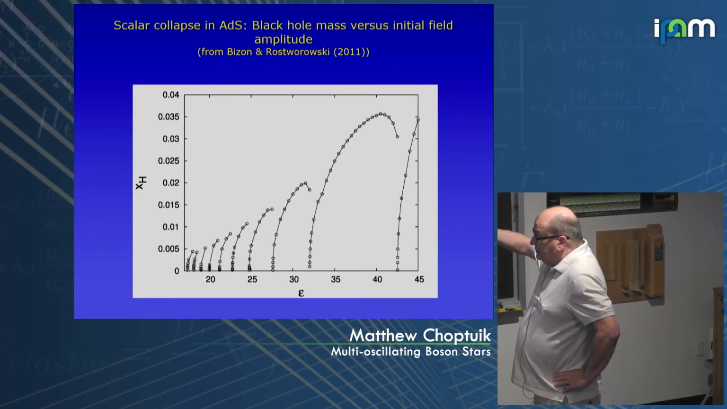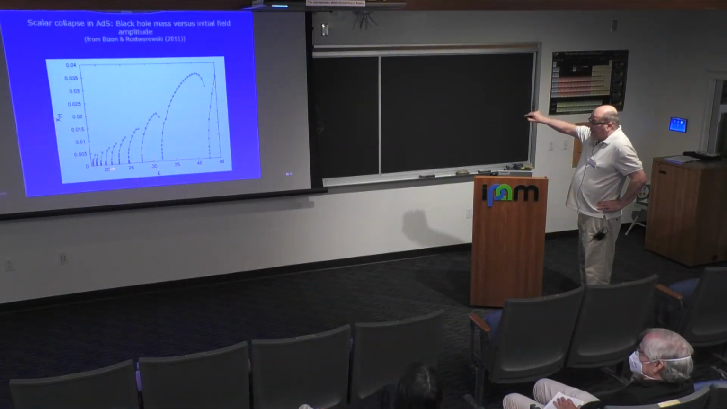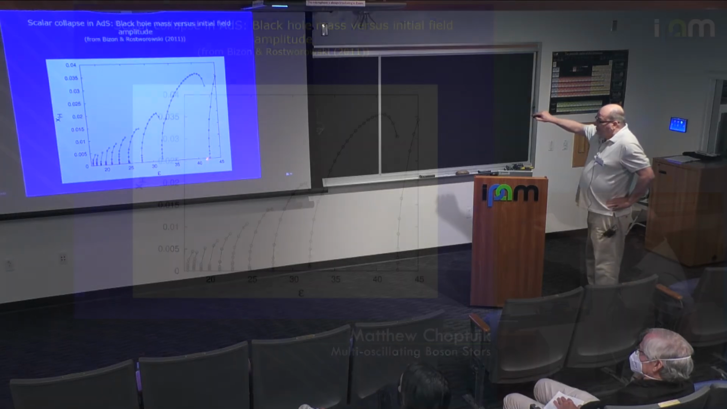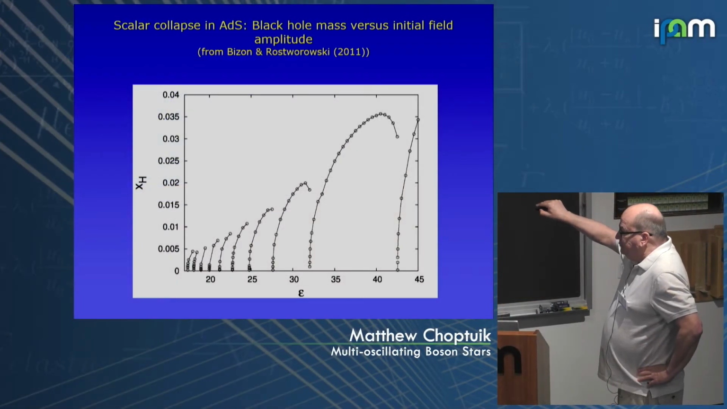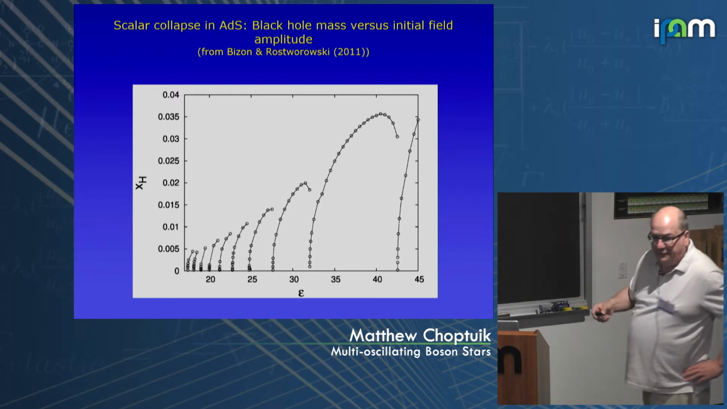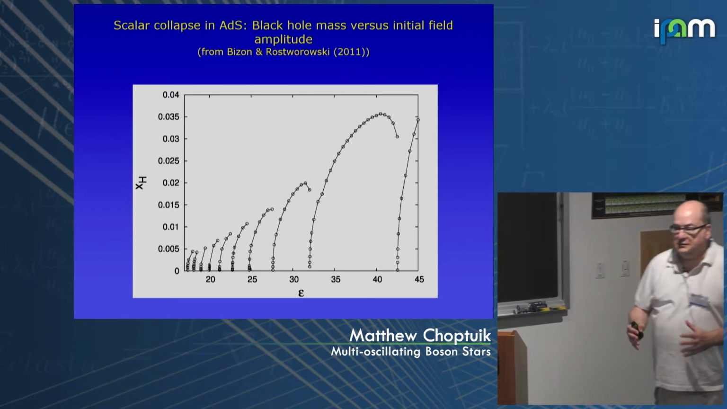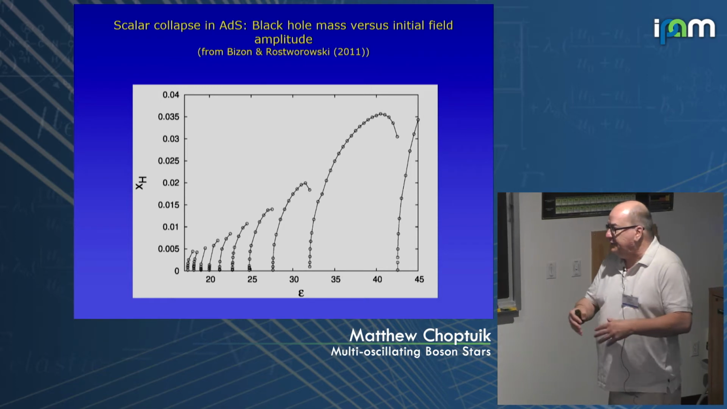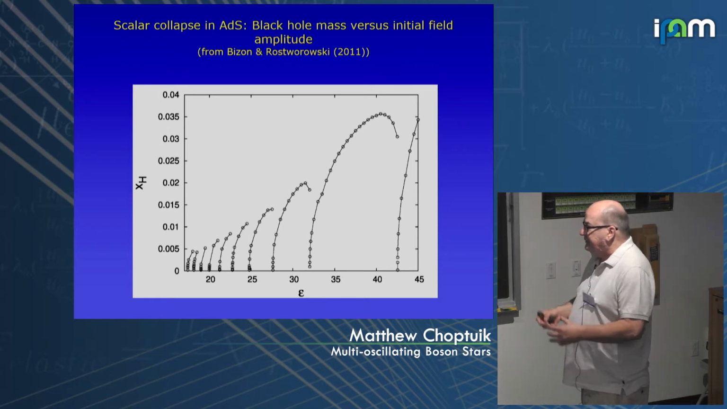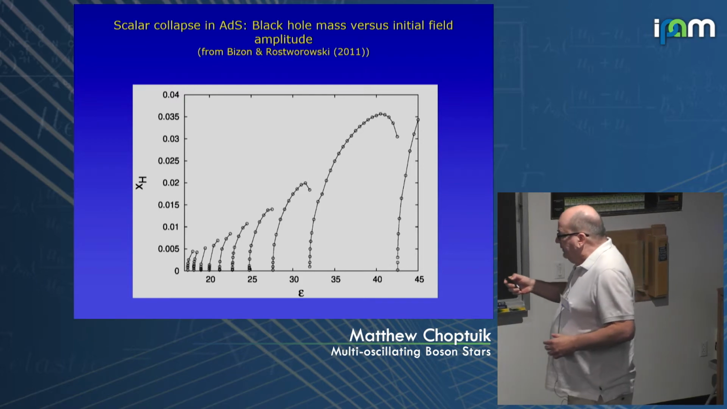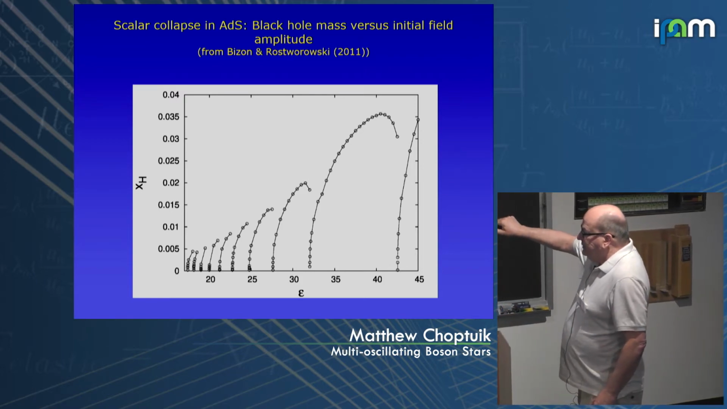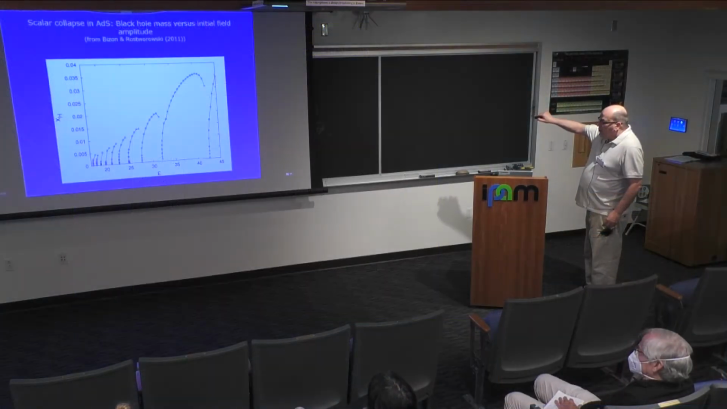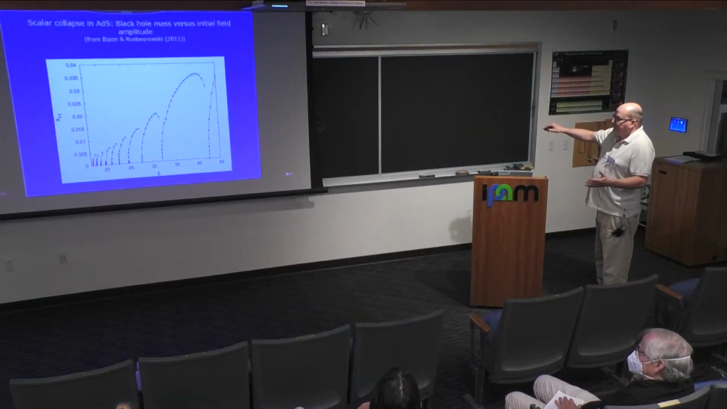And here's the key result from the Bizoń-Rostworowski paper. What's shown here is the initial amplitude of a scalar field decreasing as we move to the left, and the size of the black hole which is formed on the vertical axis. The points shown on this first branch represent prompt collapse of the scalar field. So the scalar field simply implodes and forms a black hole. Some amount of the scalar field disperses to infinity, but some is left in the black hole. And then what you see on every successive branch is the scalar field has gone out and it's bounced, and it's come back in and then formed a black hole.